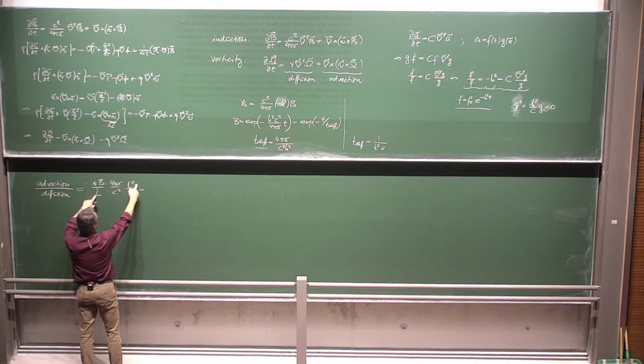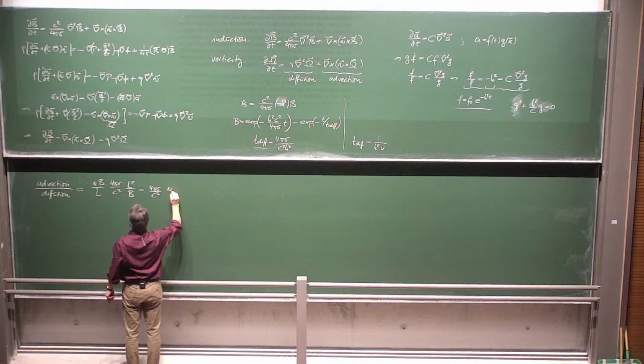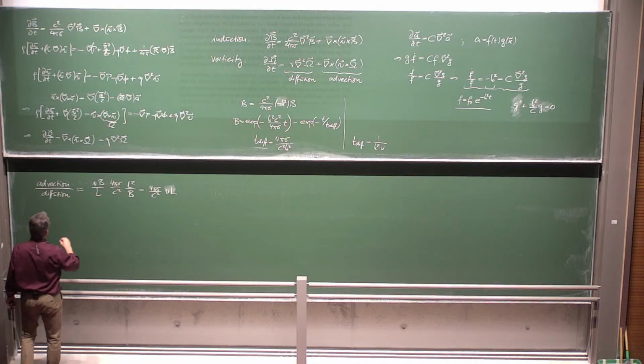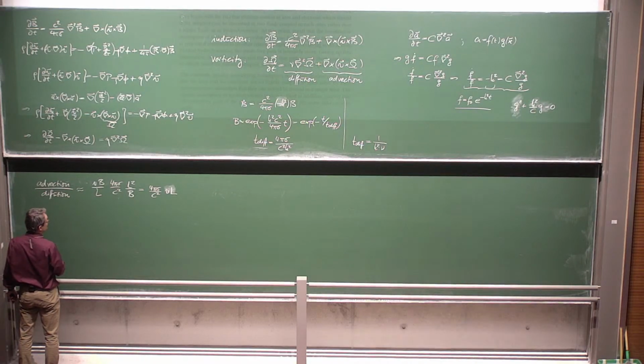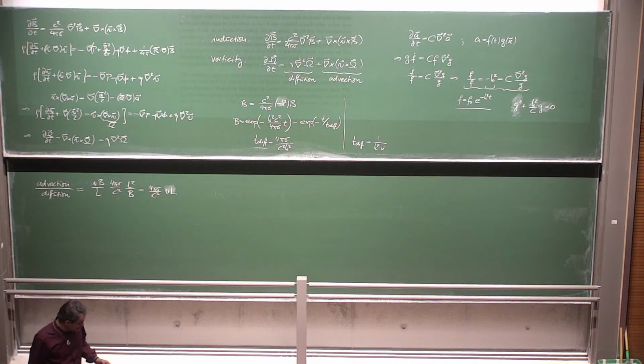Okay, one of the L cancels, one of the B cancels. We have 4 pi sigma divided by c squared times VL. Typical plasma velocity, typical length scale of the distribution, and conductivity. All right, now let us do the same thing for the vorticity equation.